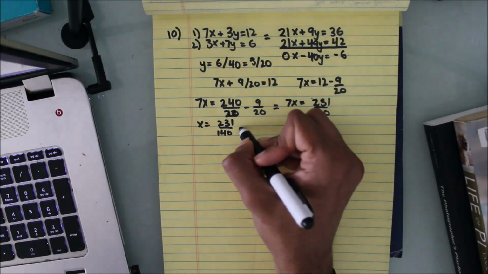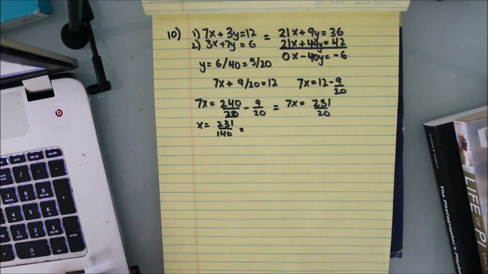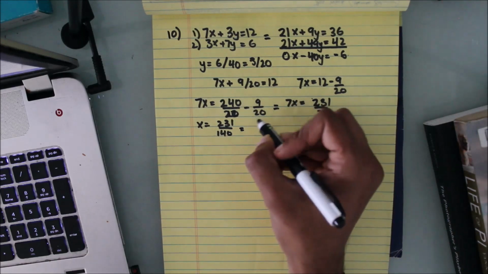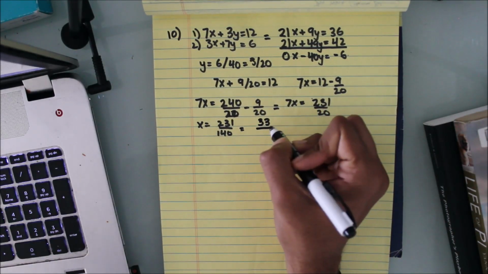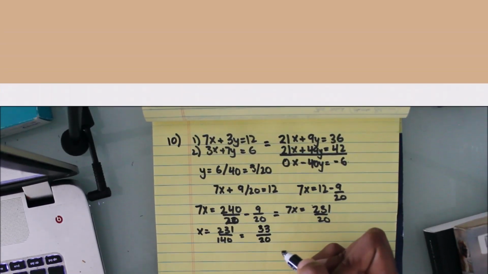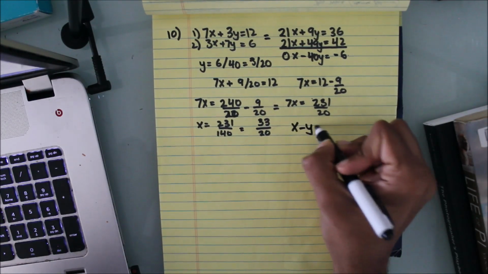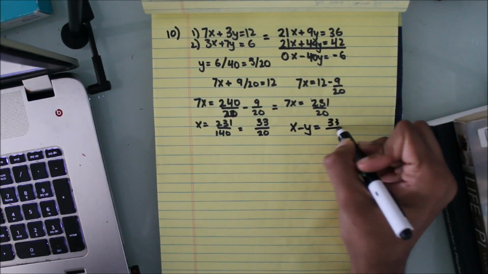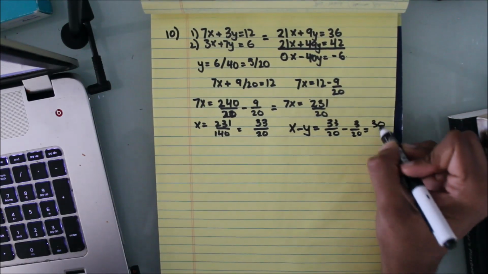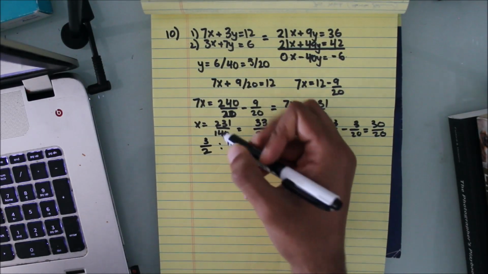And now if we just divide the top and bottom by 7, we should get our answer. So 231 divided by 7 is 33. And 140 over 7 is 20. So now that we have 33 over 20, all we have to do is x minus y, which is 33 over 20 minus 3 over 20, which is 30 over 20, which is 3 over 2. So our answer is now B.